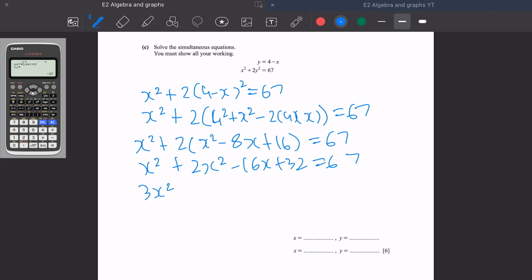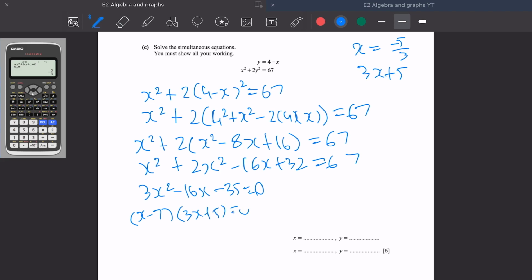This becomes 3x squared minus 16x plus 32 minus 67, which is minus 35, equal to 0. Let's solve this. 3, minus 16, minus 35. So you get x minus 7 and 3x plus 5. These are two factors. X is 7 and x is minus 5 by 3.